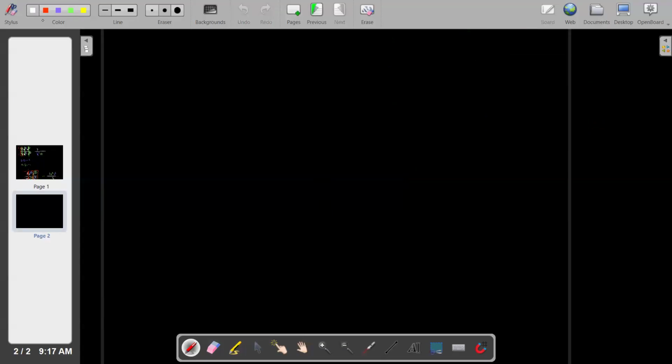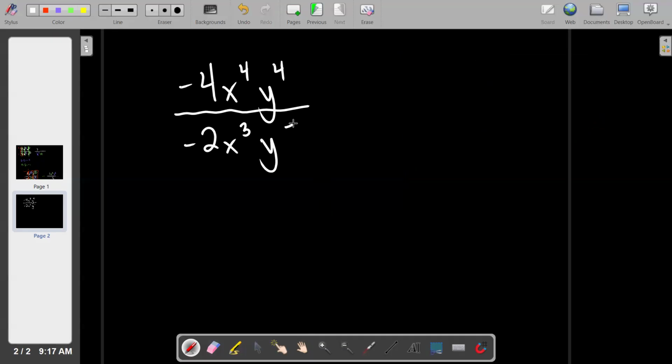So yeah, this is going to be a pretty quick one. So we have -4, X to the 4, Y to the 4, and this is all over -2, X to the 3, and Y to the -4. You tell me, what would be your first sort of gut instinct as to what you should do?